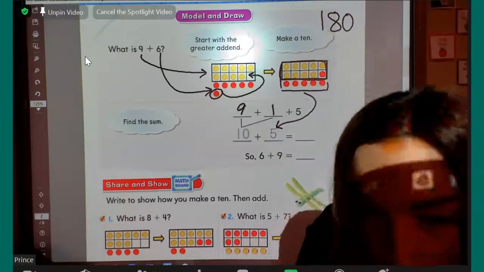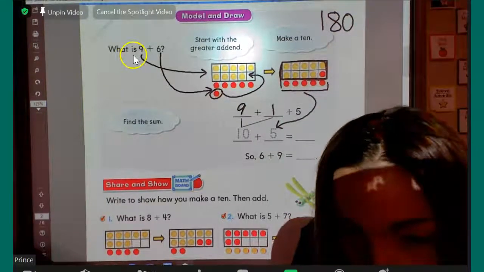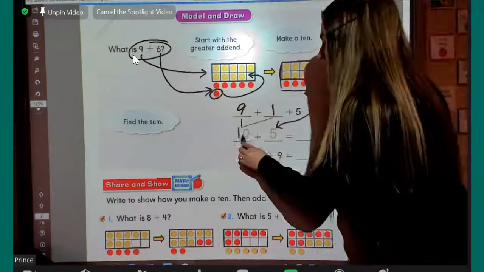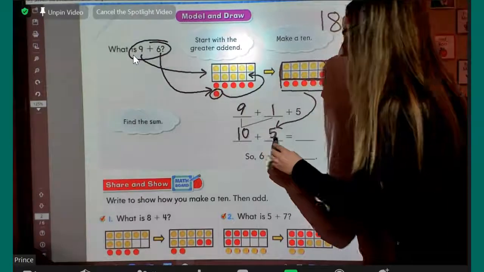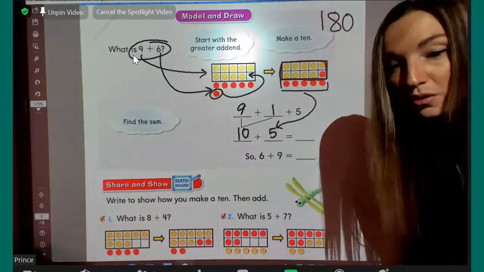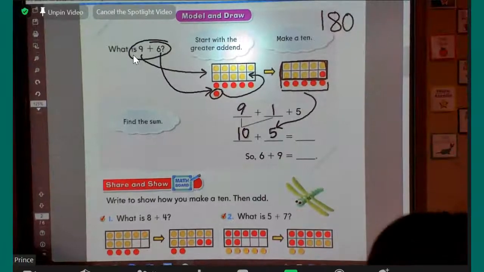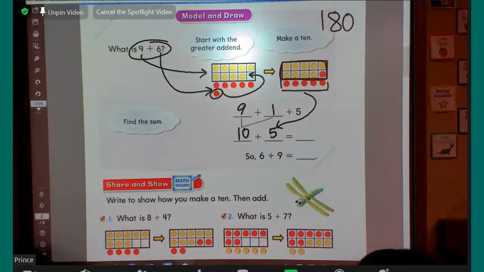Okay? So, if we have 9 plus 6 and 10 plus 5, we should be getting the same answer both times. So who can tell me 10 plus 5 and 6 plus 9? It's going to give us the same answer. Xander, can you handle that one?